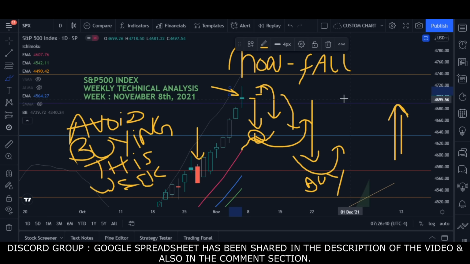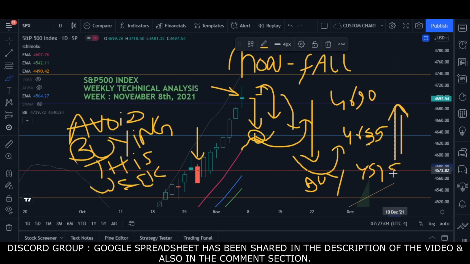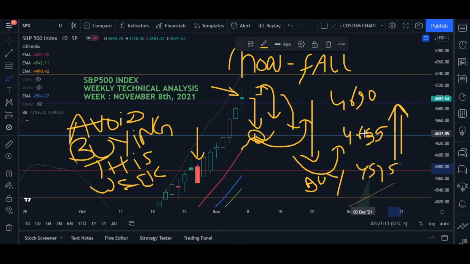We have discussed these support and resistances. Just look at this one, 4690. Then we have 4635, and thereafter 4575. These are the supports, and I'm not counting the resistance, as I'm not expecting it to move any further. So just be careful here and trade wisely. Guys, this was my technical analysis.